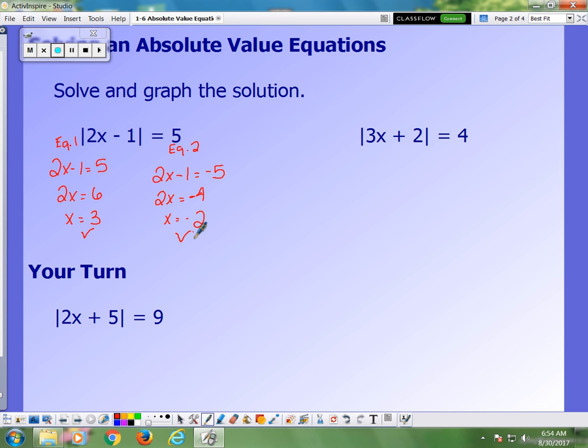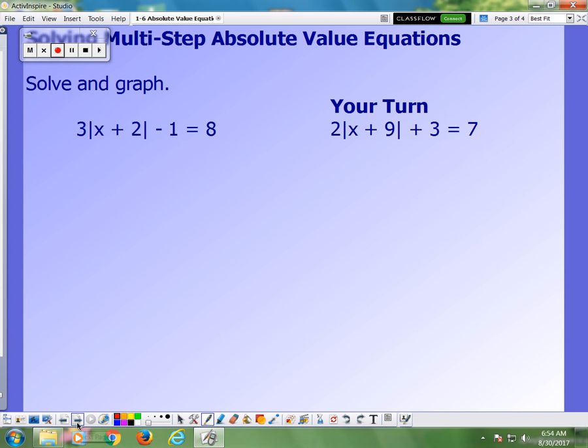All right, let's do another example. So I have 3x plus 2 equals 4. And then my second equation is 3x plus 2 equals negative 4. I solve my equation, so I'm going to subtract 2. And I'm going to divide. On the second equation, I'm going to subtract 2. And I'm going to divide. And if you were to plug both those answers back into the original equation, it would be true. And if it's not, we made a mistake.